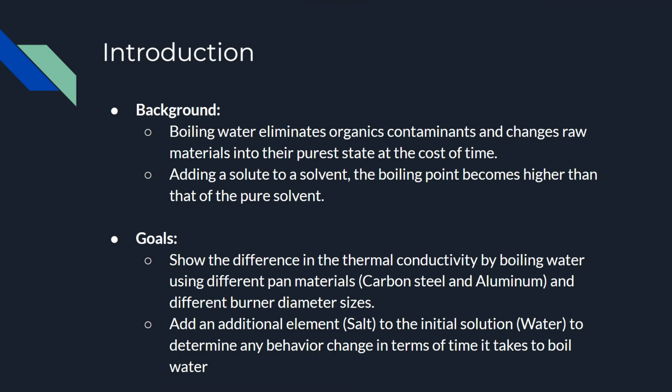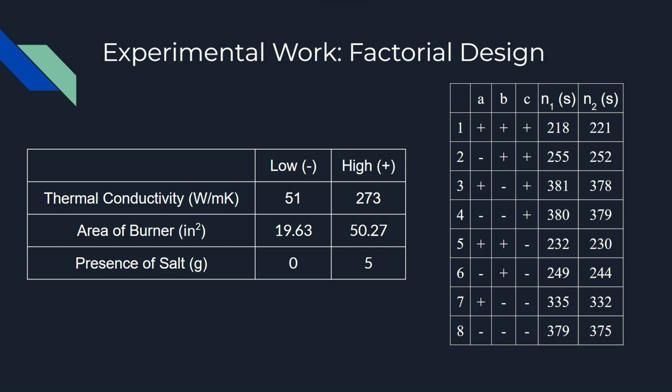Boiling water is known to eliminate organic contaminants and change raw material into a pure state, at the cost of time. Also, when adding a solute to a solvent, the boiling point becomes higher than that of the pure solvent. Therefore, our goal for this project is to show if using different pan material, burner size diameter, and adding salt to the water will impact the thermal conductivity by boiling water and the time it takes to reach the boiling point. The factorial design was chosen to be 2 to the third with 2 replicates.